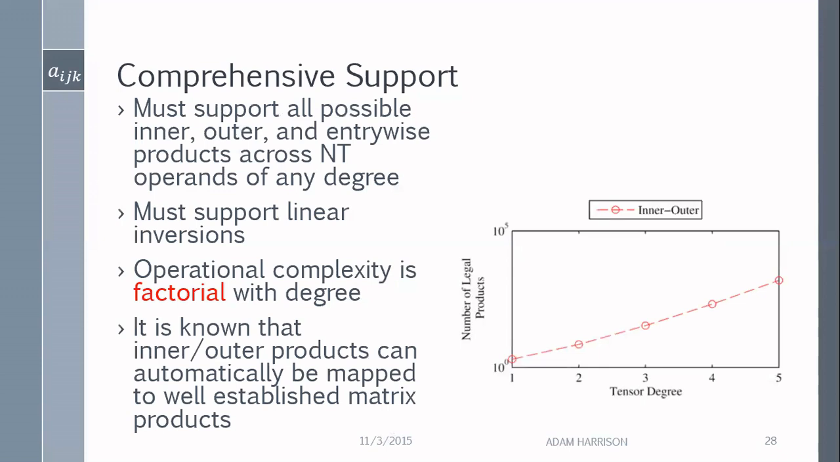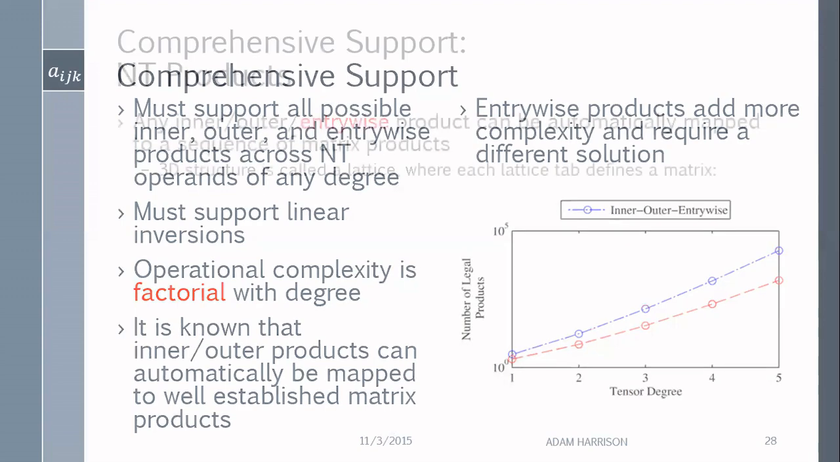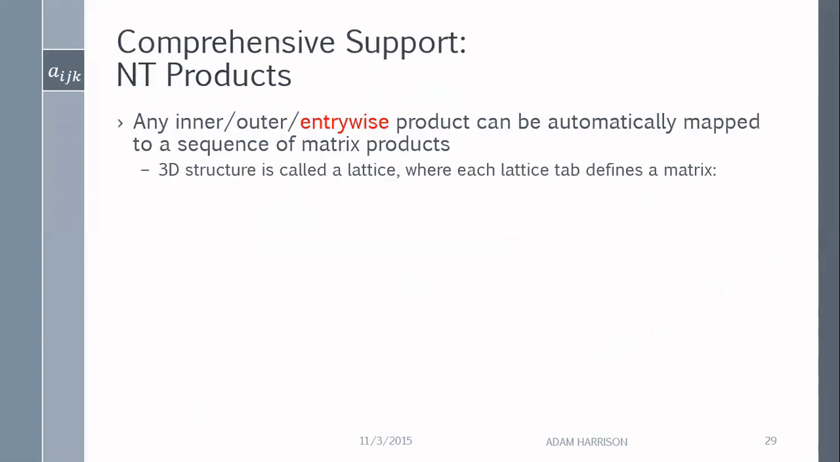Now, we know that we can map any inner-outer product combination to matrix products. But what's different here is we wanted to put entry-wise products on an equal footing. That adds more possibilities. There are 3 kinds of ways that the indices of a higher degree tensor can interact with the indices of another high degree tensor. And so more complexity and also requires a different solution. So what solution did we come up with?